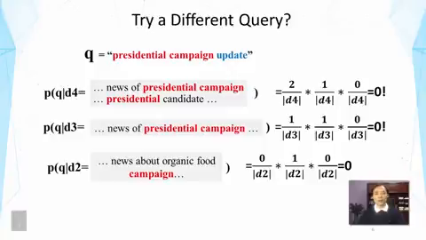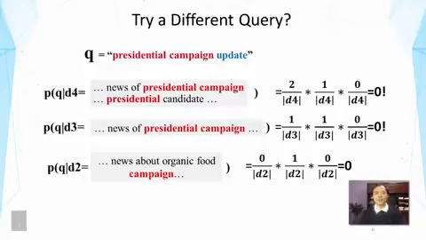Now, while it's fine to have a 0 probability for D2, which is non-relevant, it's not okay to have 0 for D3 and D4 because now we no longer can distinguish them. What's worse, we can't even distinguish them from D2, right? So that's obviously not desirable.